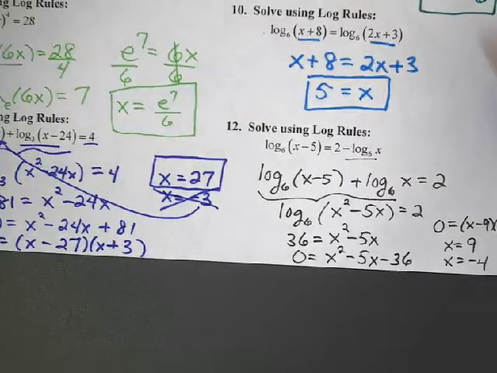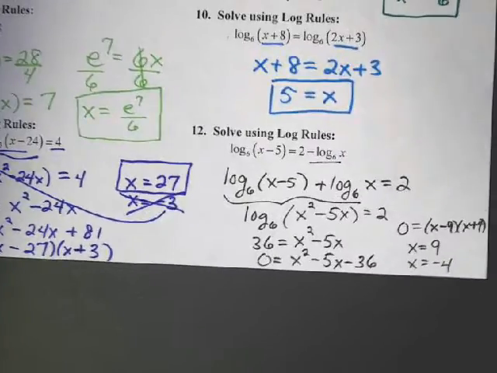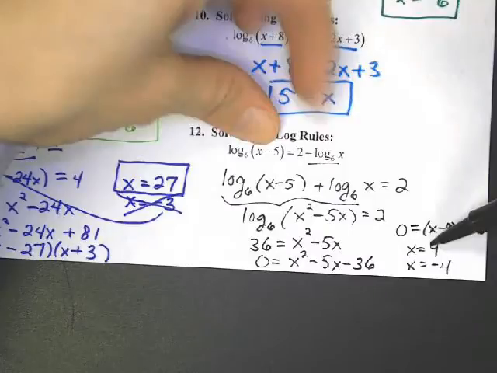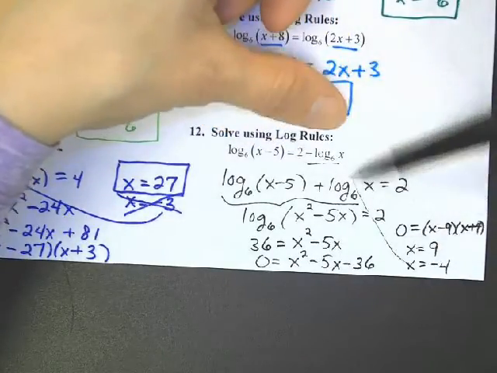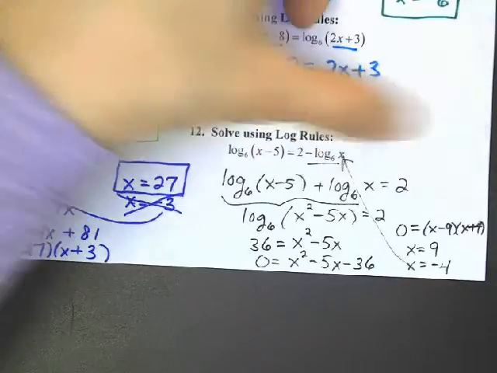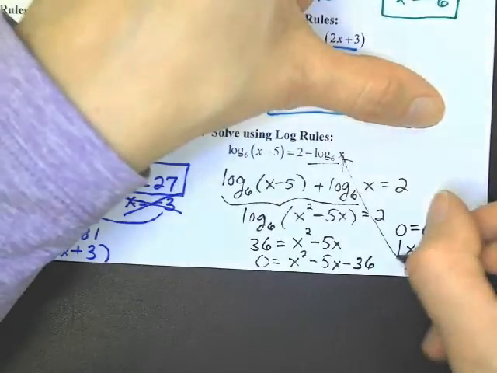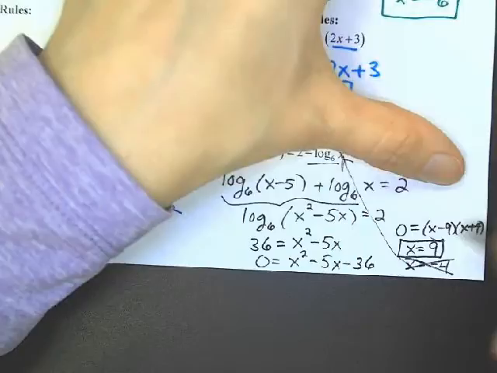Are both of those answers okay, or is one of them extraneous? 9 will definitely work. Oh, but negative 4 right here is not going to work. So negative 4 is extraneous and 9 works.